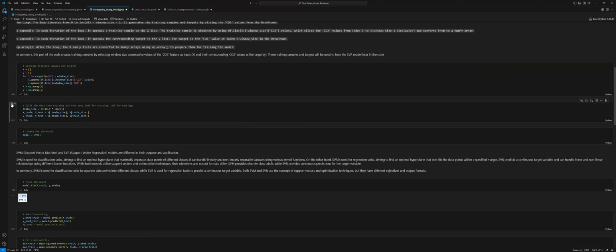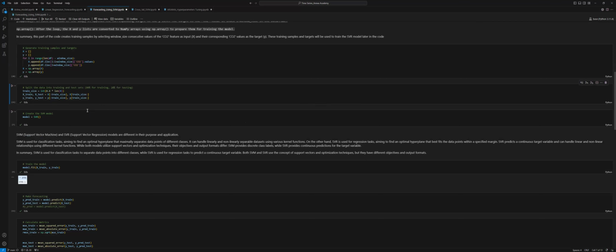So the next thing is to split our data set into training and test set, 80% for training and 20% for test. If you like, you can try to change it sometimes to 70 for training and 30 for testing, or sometimes 70 for training, 10 for testing, 10 for validation, and 20 for test, depending on the way.